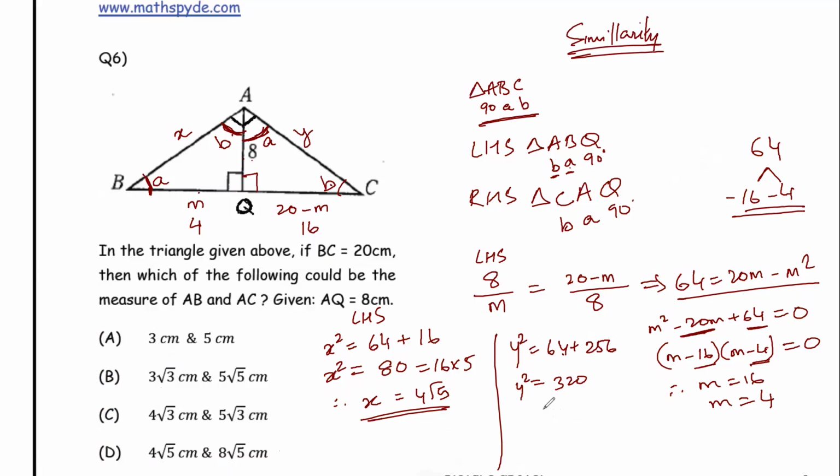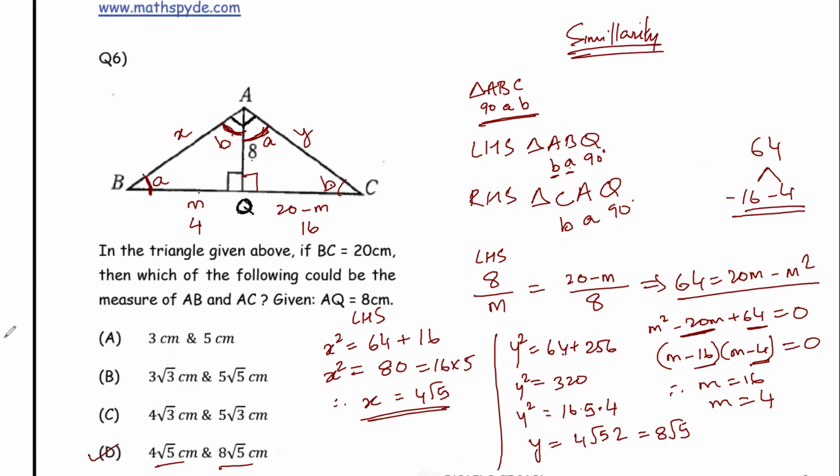Okay. So out here, we can break down y square as 16 into 20, which is 320, or 80 into 4. So out here also we get y is equal to 4 root 5 into 2, and that is 8 root 5. And that's how we got these two values. Okay. So that is using similarity.